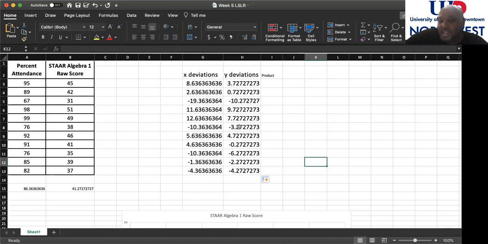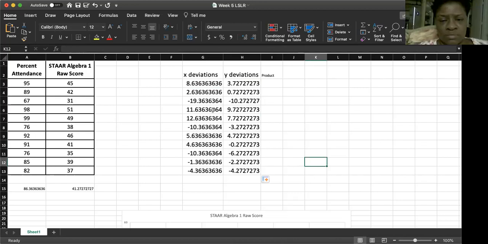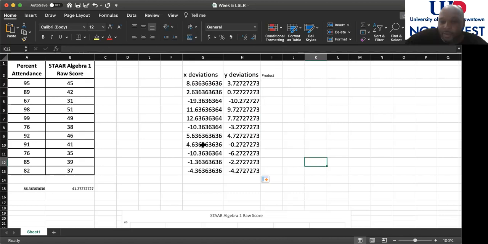When this was negative, it's negative. Did y'all see that? As a matter of fact, almost all of them follow the same pattern except for this one right here. That's the only one that has an inverse relationship. And what that really tells me is that something strange is happening there.